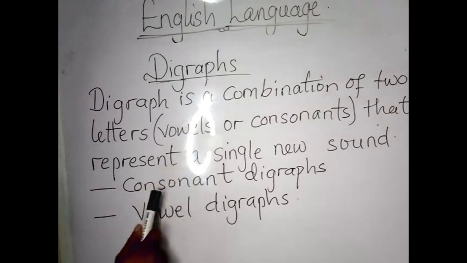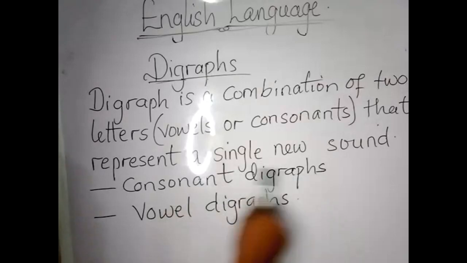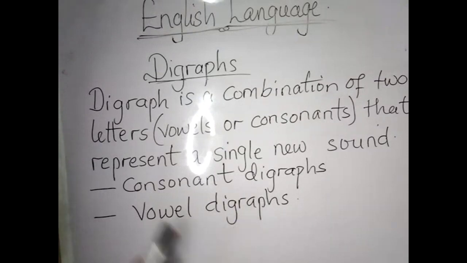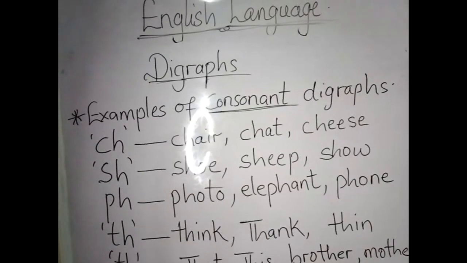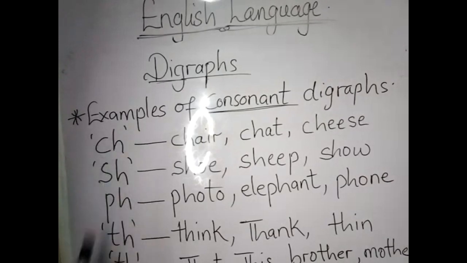So we have consonant digraphs, and that is when it is consonant letters that combine. And then we also have vowel digraphs. That is when it is vowel letters that combine. So we are going to take the consonant digraphs first. We look at some examples, and then we'll go on to vowel digraphs. So some examples of consonant digraphs are CH, a combination of CH.